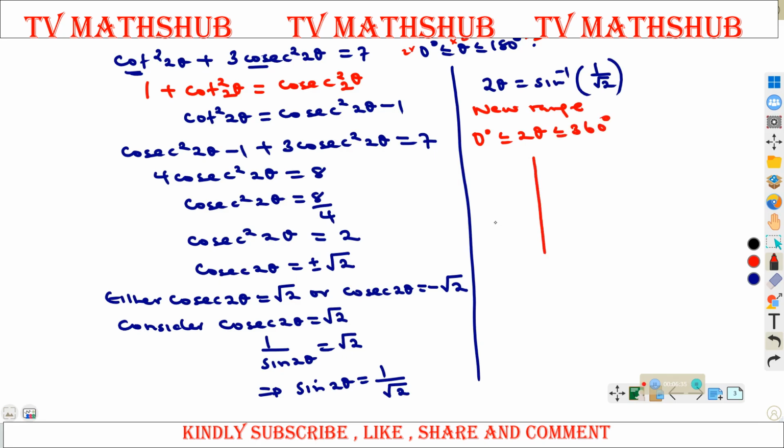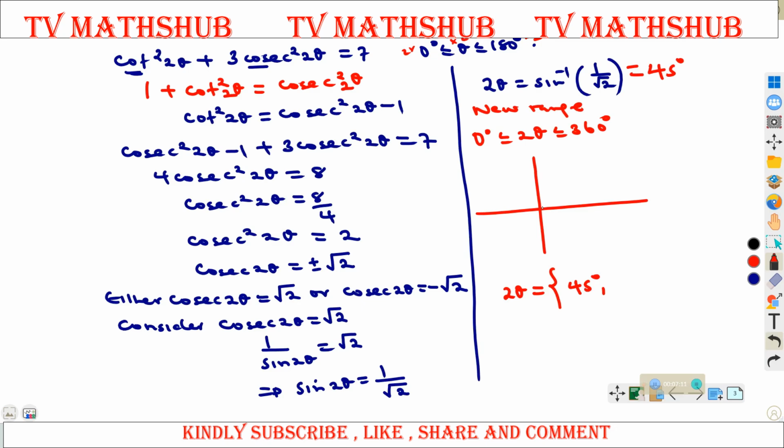Meaning that your range for 2 theta will actually be from 0 to 360 degrees. So when you take sine inverse of the square root of that, sine inverse of 1 upon the square root of 2 will give us 45 degrees. So this will be 45 degrees. It means for the values of theta, you will have 45 degrees.